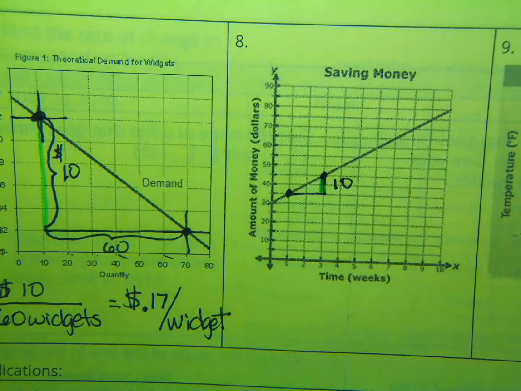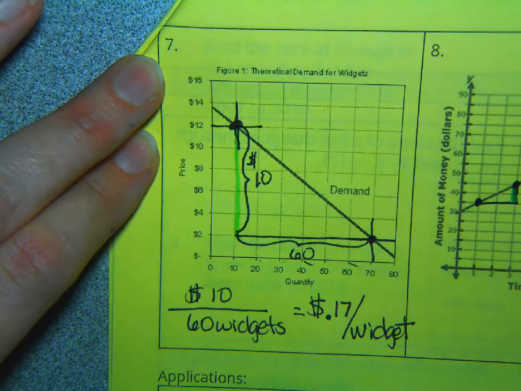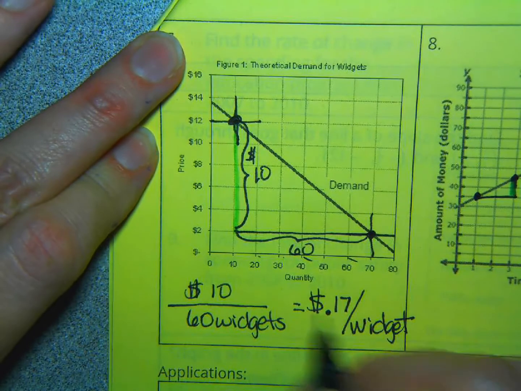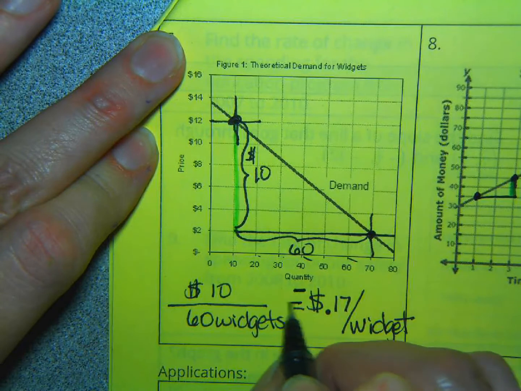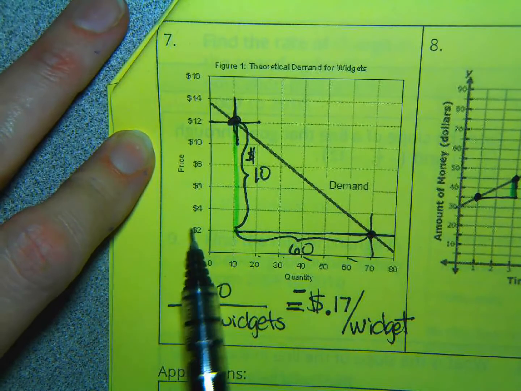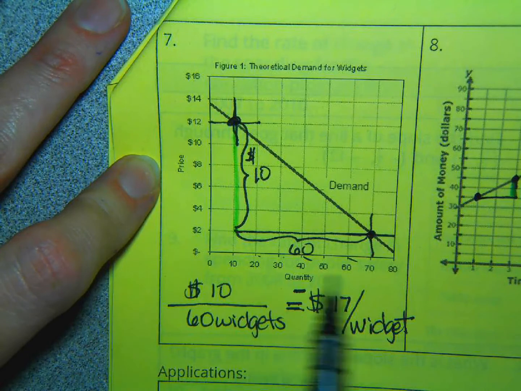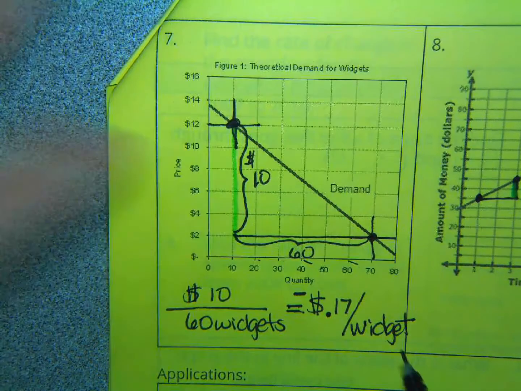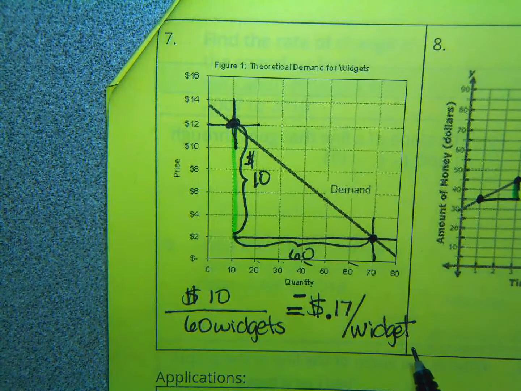Ooh! I made a mistake. Back to number 7. I'm sorry. Too bad I caught it before you could tell me about this. That is subtraction, meaning the demand is decreasing. As the quantity increases, the price decreases. It decreases 17 cents per widget that we produce.